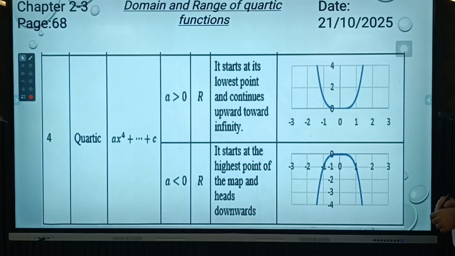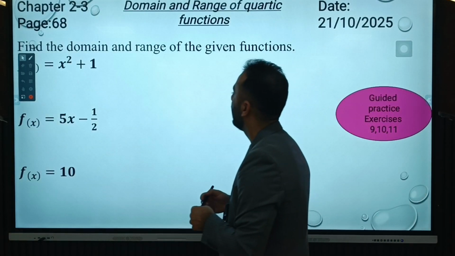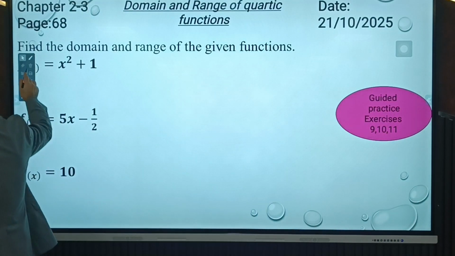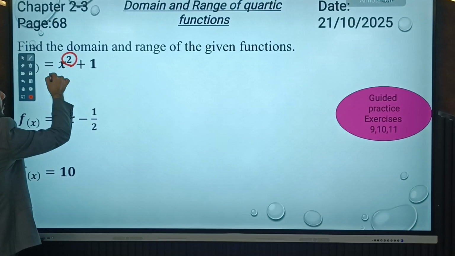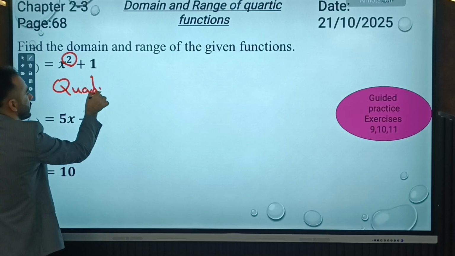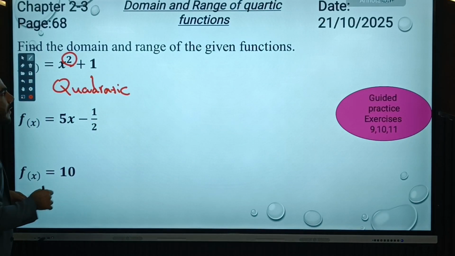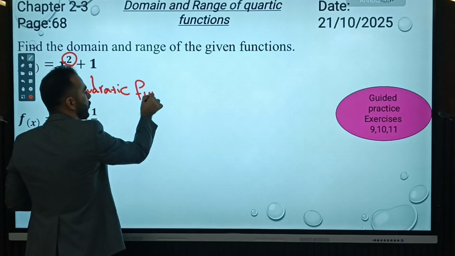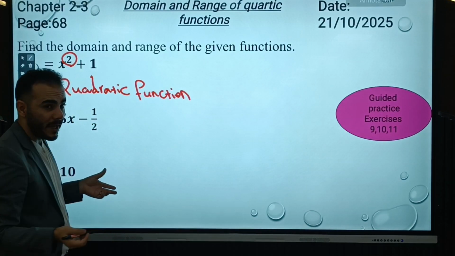Find the domain and range of the given function. We have some types of functions here. For the first one, since the degree is 2, it is a quadratic function. For a quadratic function, we said that the domain is all the real numbers.